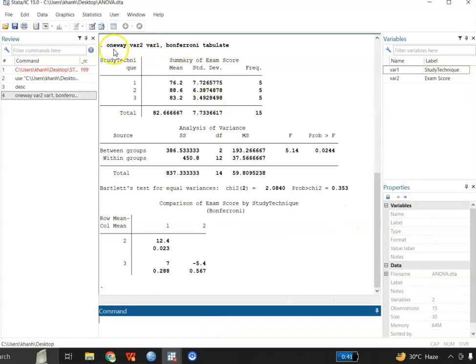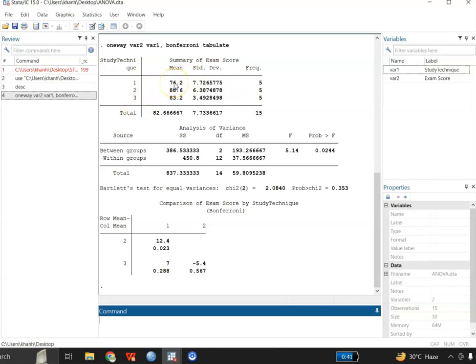So the command is oneway, then variable 2, the exam score, and the factor variable, the study technique, and after the comma there is bonferroni and tabulate. When I give this command, first I get a summary of exam score. Here is the mean, here is the standard deviation, and these are the frequencies. The total number of students is 15, 5 in each category: technique 1, technique 2, and technique 3.